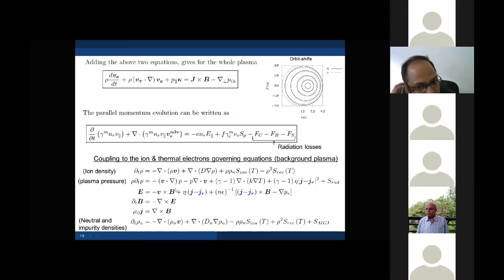Likewise, for the background plasma, one can write governing equations for the electron density, the thermal energy, and our usual Maxwell's equations, and also at colder temperatures we can form neutrals, and there are instances where impurities are injected into the plasma, so we also have equations for impurity and neutral species. So all of these are typically used in codes, the MHD codes, to understand what's going on in the plasma.